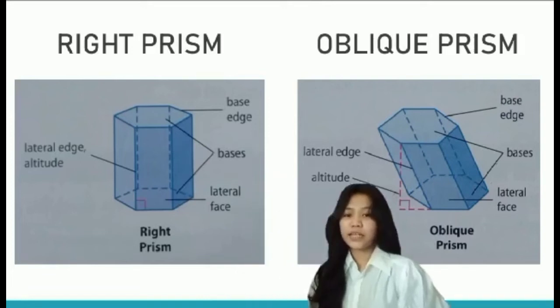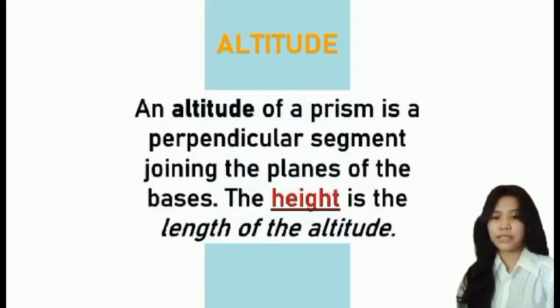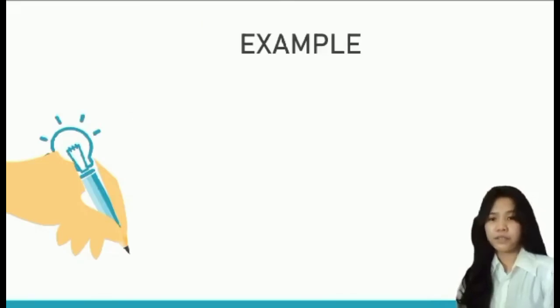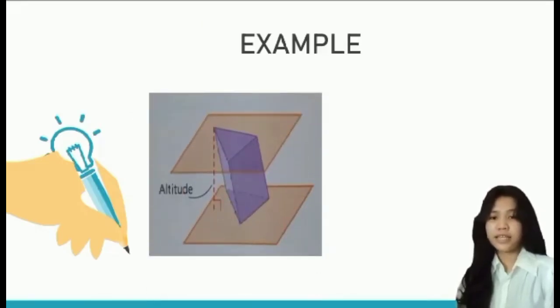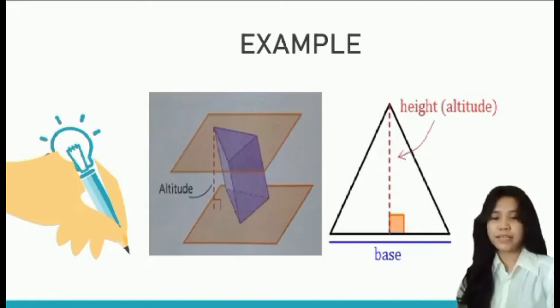The next one is the altitude. An altitude of a prism is a perpendicular segment joining the planes of the bases. The height is the length of the altitude. So let's take a look at this picture or example. So in this, the length of the shortest line segment between the planes containing the bases of a prism, the altitude would be simply the height.